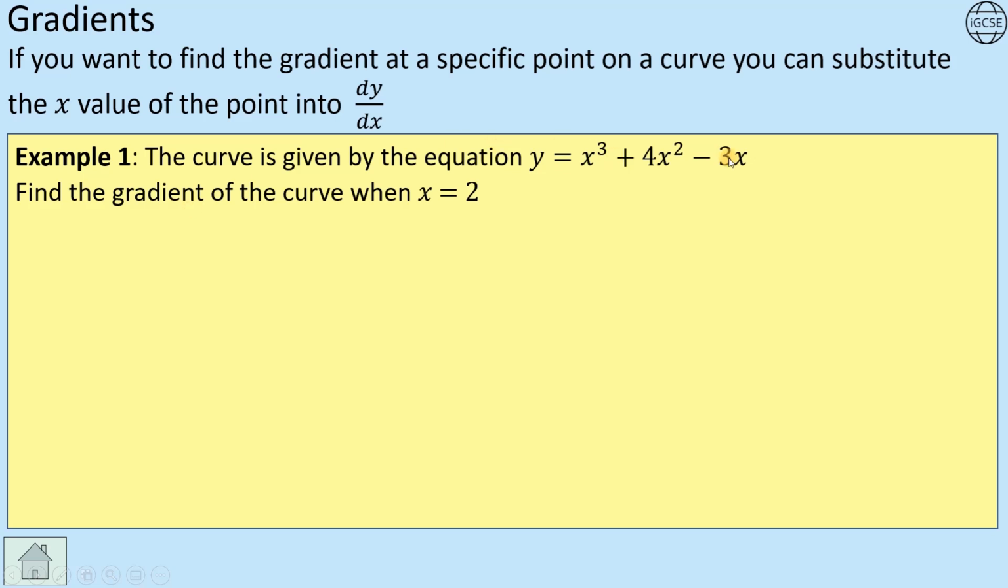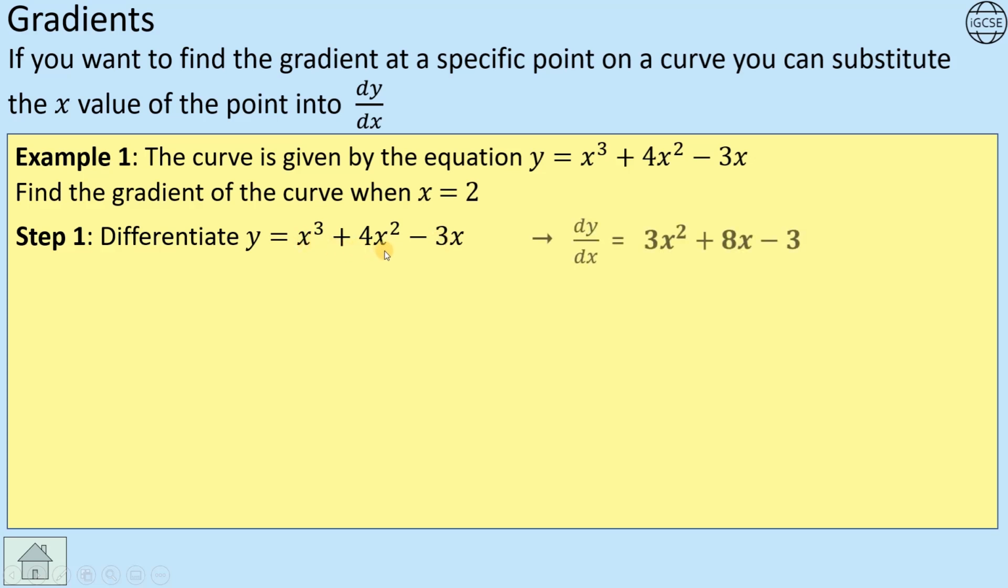We differentiate the equation, which will give us the gradient. When we differentiate this, we'll do it in 3 separate parts. 3 is going to come to the front, and it's going to give us 3x squared, dropped by 1. The 2 is going to come to the front, giving 8x, and then the x is going to disappear, so it's going to be minus 3. So 3x squared plus 8x minus 3 is going to be our gradient.